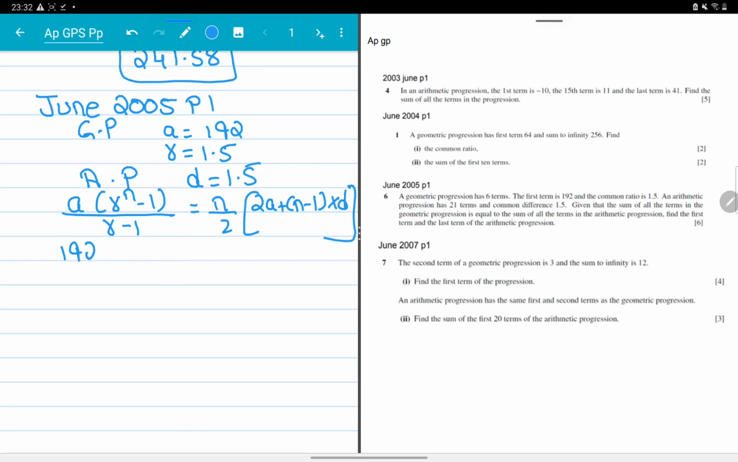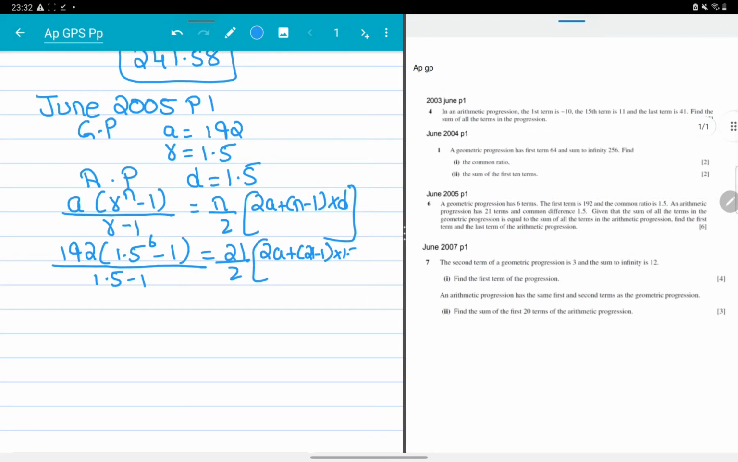The first term of the GP is 192, the common ratio is 1.5. We have the total number of terms of the GP, which is 6. So here you go, we have substituted every value in the formula of the GP. Now we have 21 terms for the AP. We don't have the first term, but we have the total number of terms, which is 21, and we have the common difference, which is 1.5, sorry. Okay, now let's solve the question. After solving, we'll have our first term, which is 175.